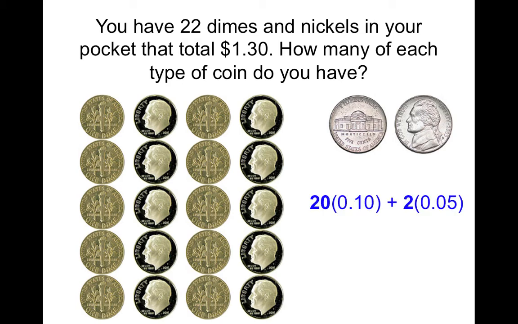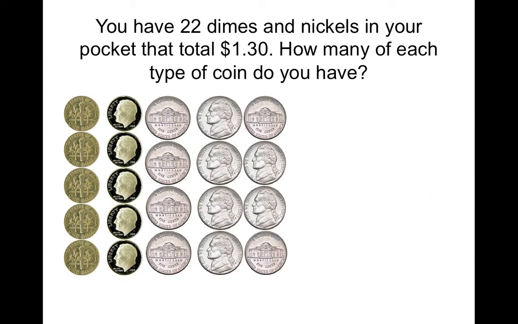The dimes are worth 10 cents each, and the nickels are worth 5 cents each. So the dimes are worth $2 and the nickels are worth 10 cents. So from our first guess, we found 22 coins that are worth $2.10. So we have too many dimes and not enough nickels. So let's change our guess.